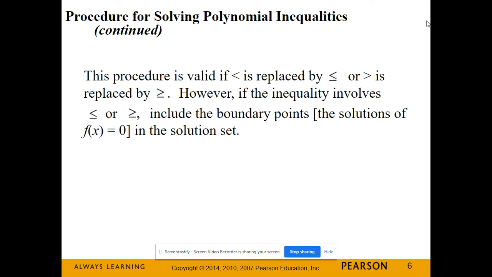So the procedure, if it's less than or equal to, is the same. It just means that you're including the boundary point if it's or equal to, and you're not including the boundary point if it's not.